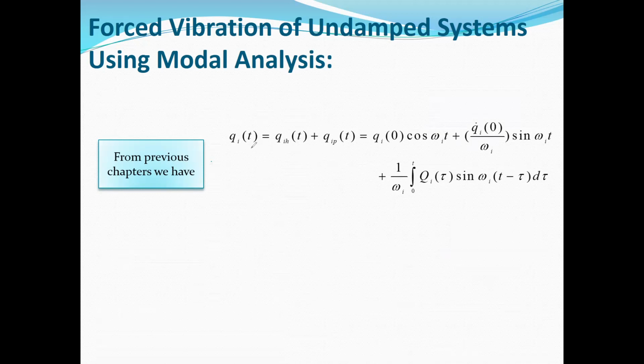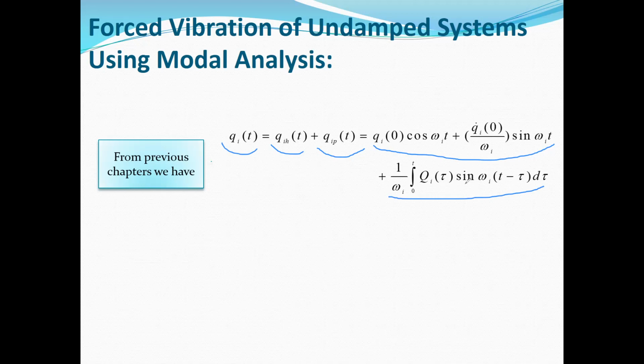So for the ith response, Q sub i, we can use the previous methods from the previous chapters: the homogeneous response plus the particular response. The homogeneous response is obtained from the characteristic equation and is a function of the natural frequency. And the particular response can be obtained as a function of the external force, or the non-homogeneous term.